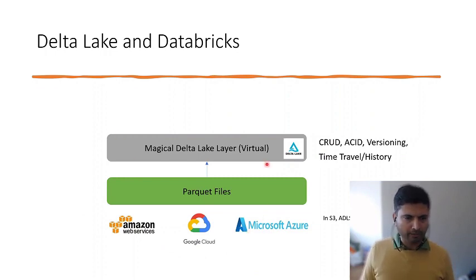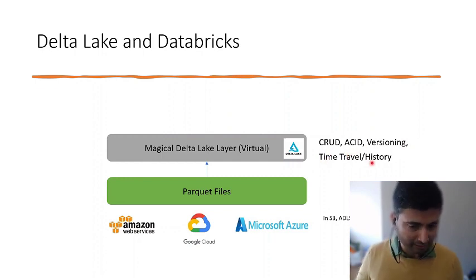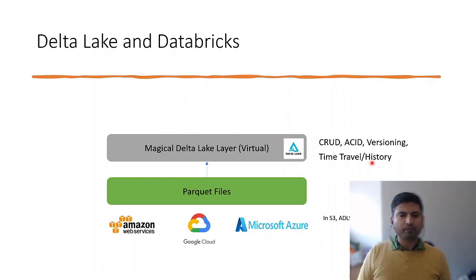And on top of that, what they did is they created what I call a Delta Lake magical layer, or it's basically a virtual layer. This layer does all the legwork of converting file data into tabular or structured data for the end users. It also helps you with CRUD operations, ACID operations, and versioning. All the problems that you had seen in the data lake will be resolved in here.